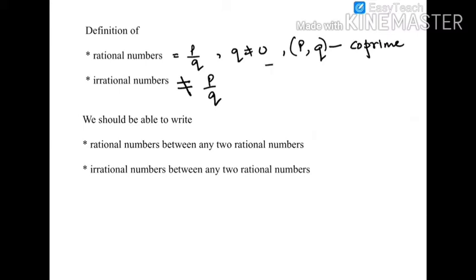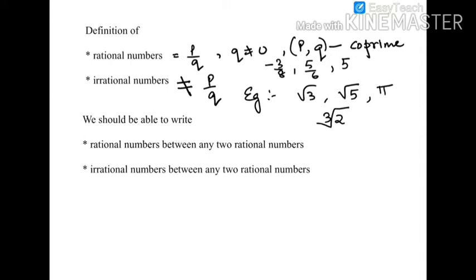Examples of rational numbers: minus 3 on 8, 5 on 6. Even 5 is an example of a rational number because it can be written as 5 on 1. Examples of irrational numbers: root 3, root 5, pi, or cube root of 2. All these square roots of numbers which are non-perfect squares are irrational numbers. Similarly, cube roots of numbers which are not cubes are irrational numbers.